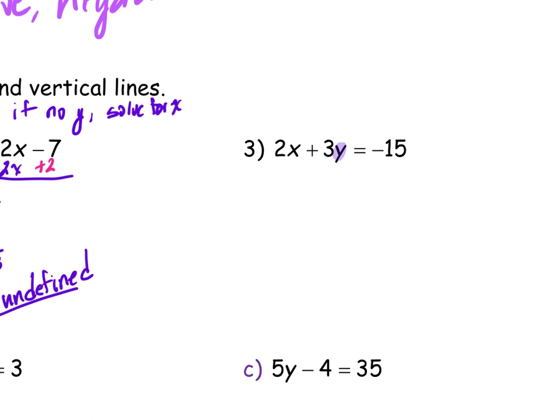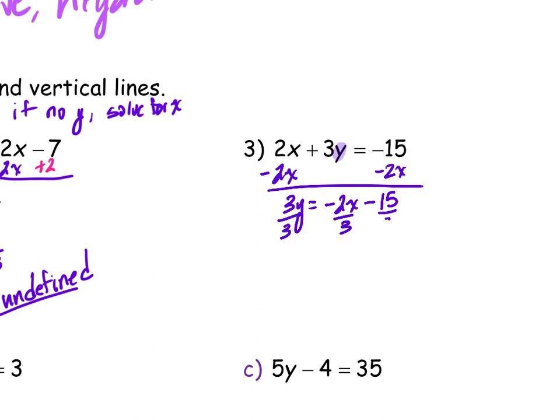So here we go. I'm solving for y. Subtract 2x from both sides, and I've got 3y equals negative 2x minus 15. My y is not by itself, so I've got to divide by 3 everywhere. And I've got y equals negative 2/3 x minus 5. Great. So what's my slope?